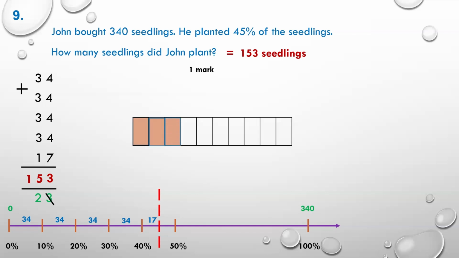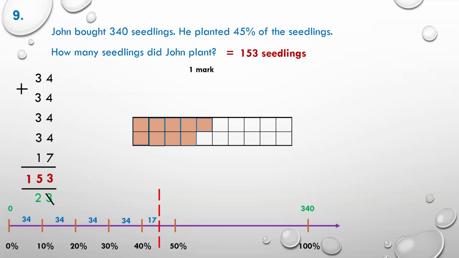And another 10%, that makes it 30%. So that's 3 34s. And another 10% to make it 40%. So that's 4 34s. And do we want to get another 10% to make it 50%? No, we want to get half of that. So we could draw a line going across. So it's not 34 anymore, but it's 17.